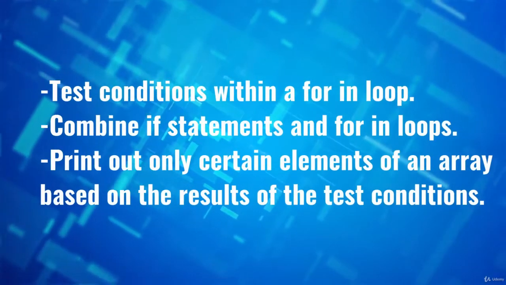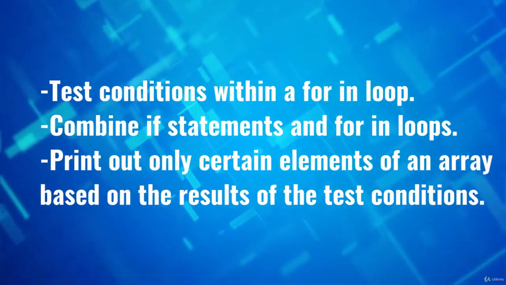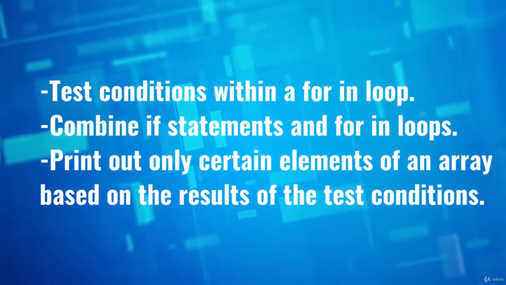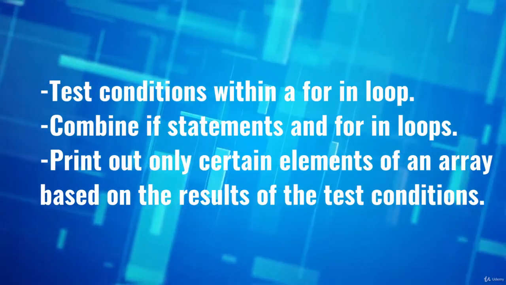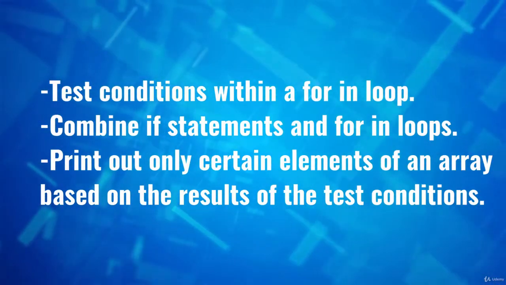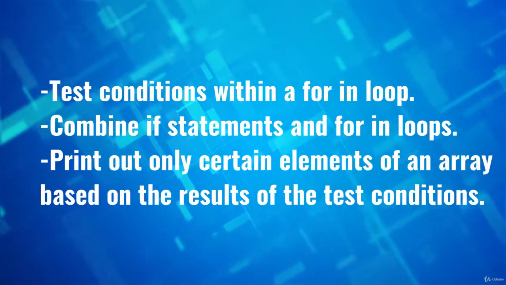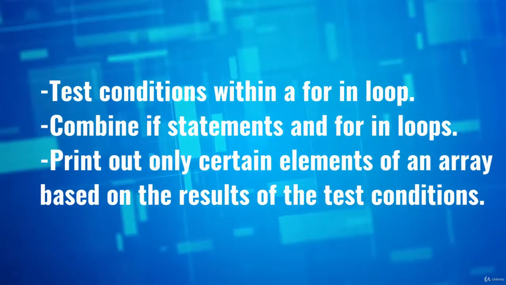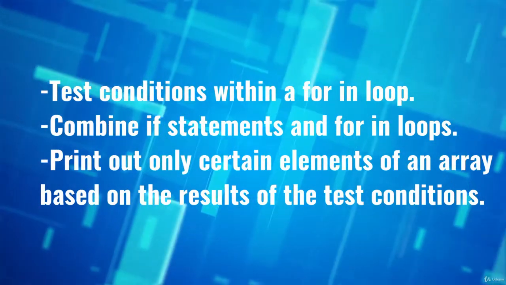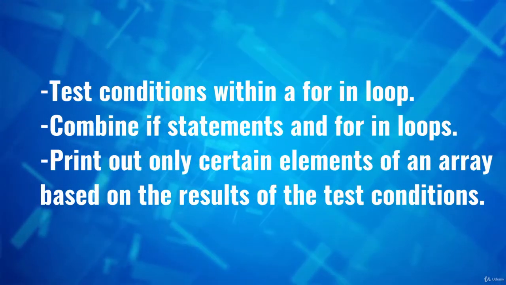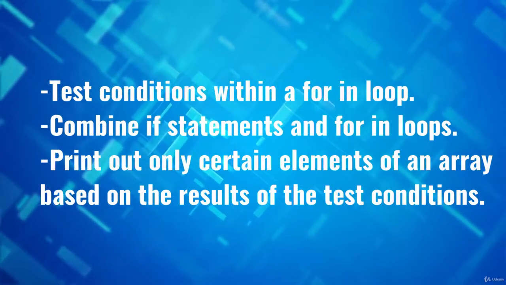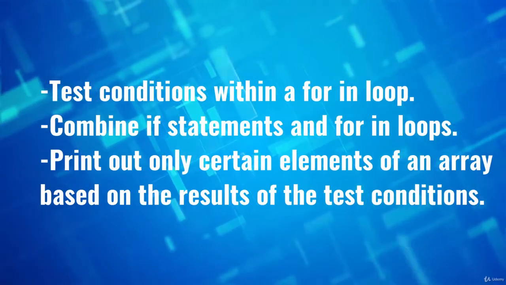Okay, so now we're going to look at how to test conditions within a for-in loop. We're going to combine if statements and for-in loops. Within the loop, we'll have an if statement, and we're going to use this to print out only certain elements of an array based on the results of test conditions. Up until this point, we've only looked at how to print out every element of an array. Now we're going to look at a few different ways to print out only certain elements based on these test conditions.